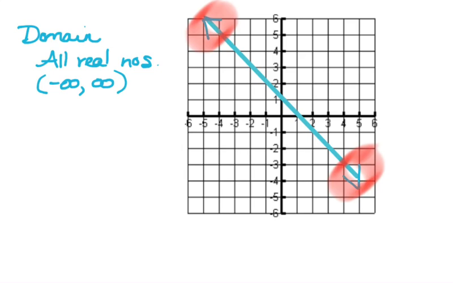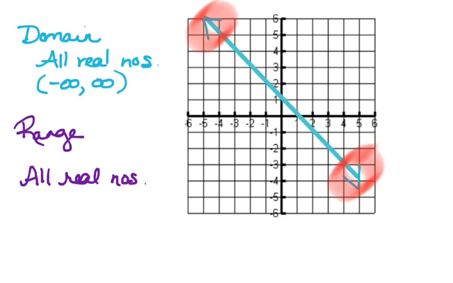The range, in like manner, is also all real numbers, because if you think floor and ceiling, those two things are both expanding as well, continuing to go upward and downward. So there's really no definite floor or ceiling to that, so that's why it would also be all real numbers. And that concludes this video.